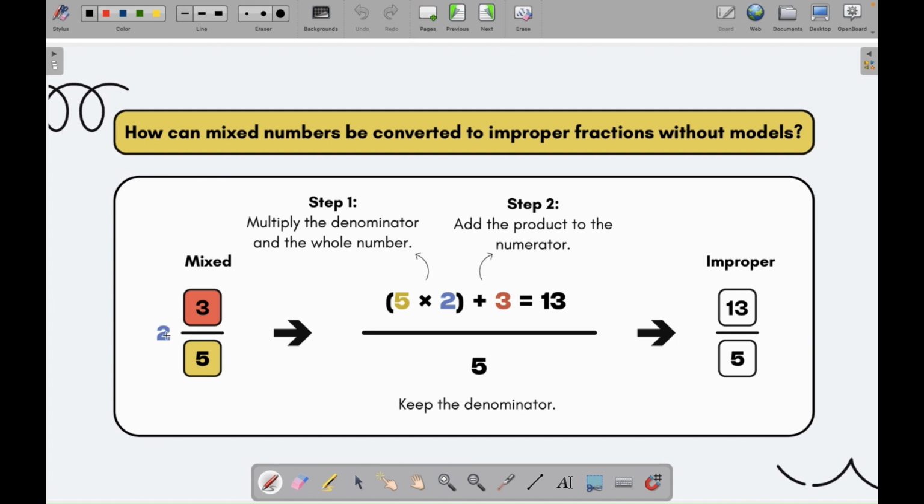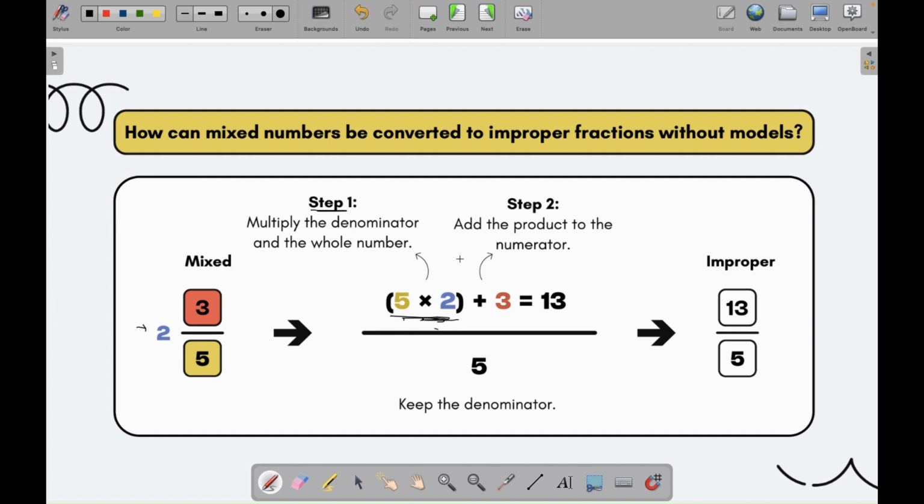Right, so the first step is to multiply this whole part with the denominator. So step 1, multiply the denominator and the whole number. So 2 5s are 10, right? So we wrote 5 times 2. So we are multiplying the whole part with the denominator. So this is the first step.